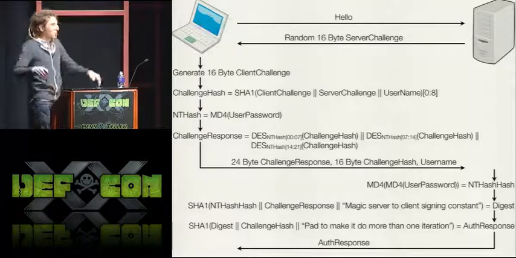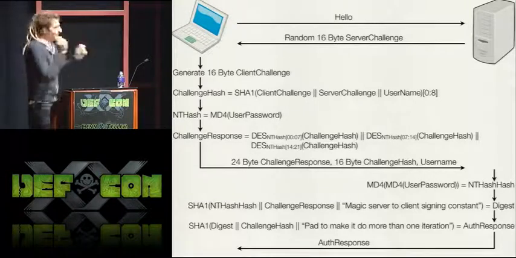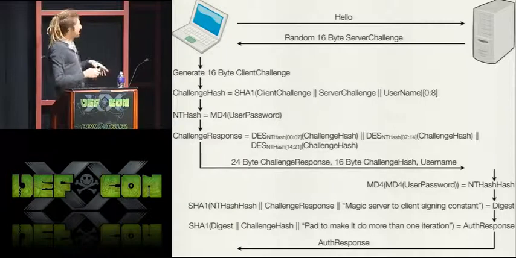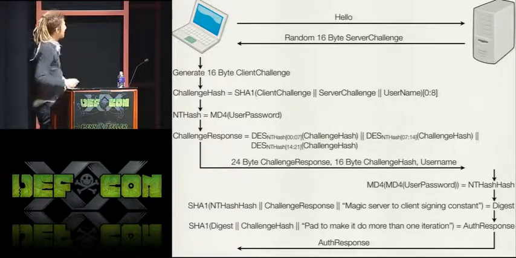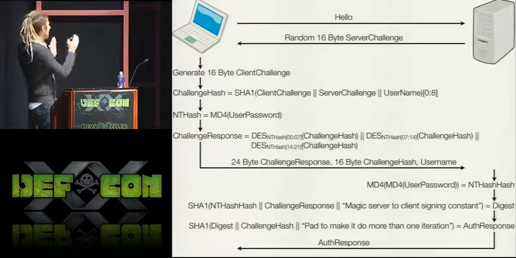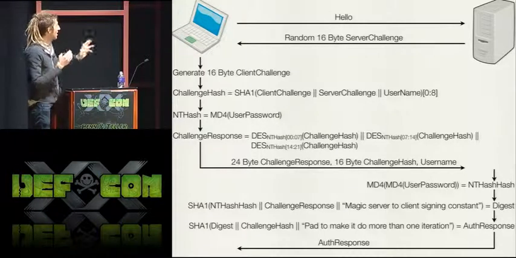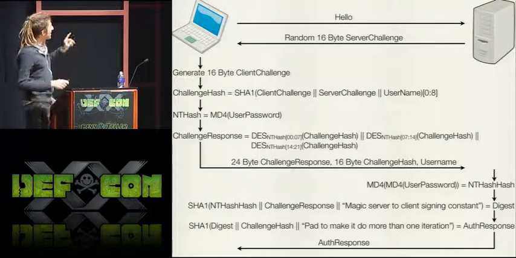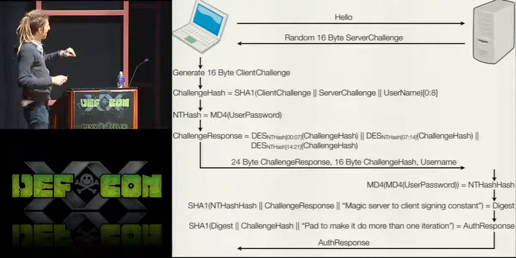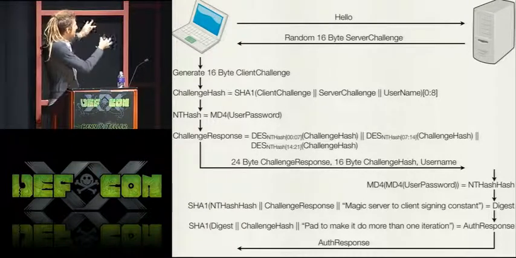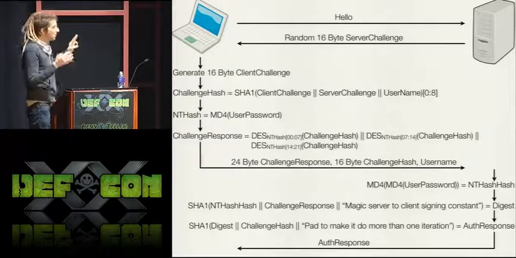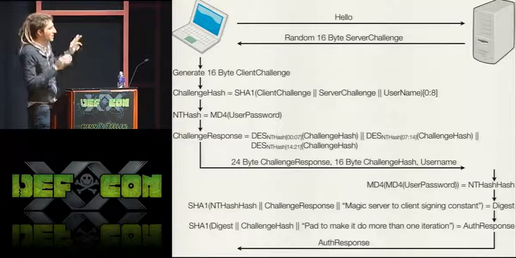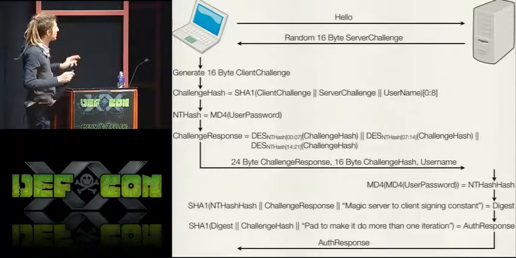So let's run through it real fast. All right, client sends hello. Server sends back a 16-byte random challenge. The client generates its own 16-byte random challenge. Calculates SHA-1 of the server's challenge, the client's challenge, and the username. Calculates the NT hash of the user's password. And then calculates this thing, the challenge response, by encrypting the challenge hash 3 different times with 3 different DES keys, which are different sections of the NT hash of the user's password.